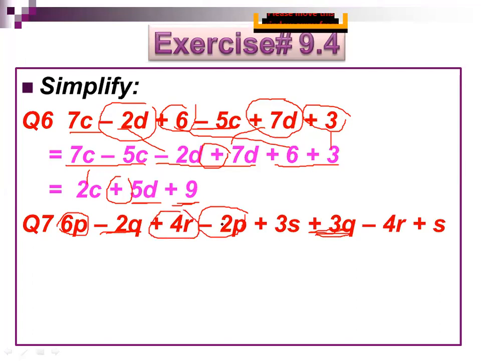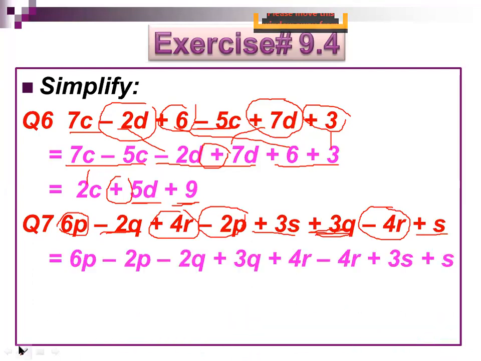Plus 4r, and next is this one, minus 4r, and then you have plus 3s and plus s. So how many different types of terms are here? 4. So first you will write 6p and minus 2p. This is your first like terms.